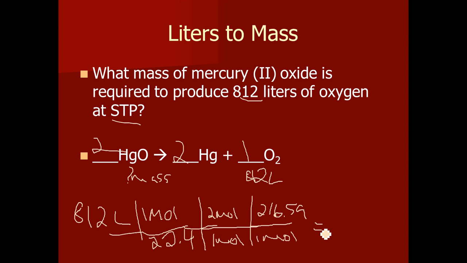812 times 2 times 216.59, divided by 22.4 equals. So that's going to be a lot of mercury II oxide. It's actually going to be 15,700 grams.